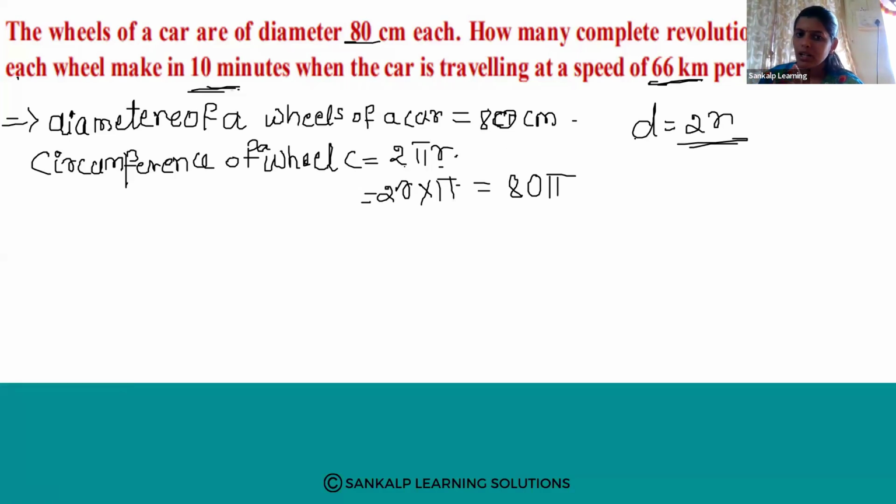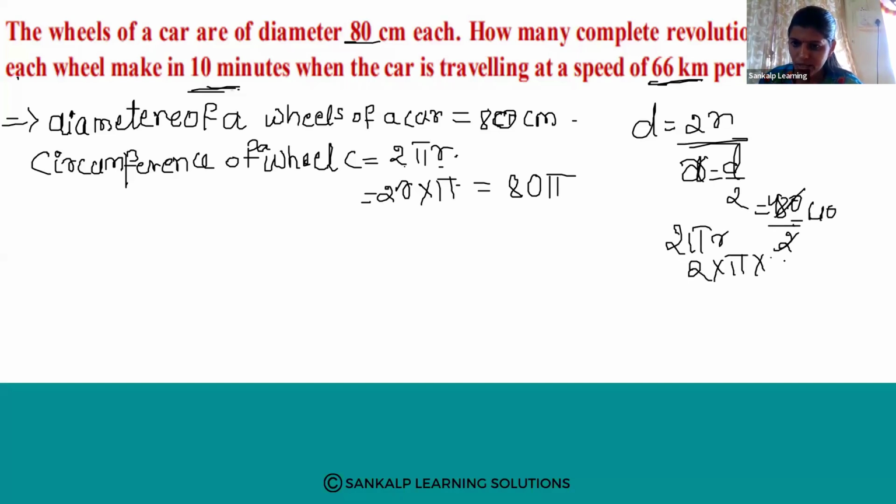Or you can do R is D divided by 2. So D is 80. 80 divided by 2, that is 40. Right? So 2 pi R, that is 2 into pi into 40. Again, it is 2 into 40, that is 80 pi only. Right? So 80 pi is the circumference of the wheel.